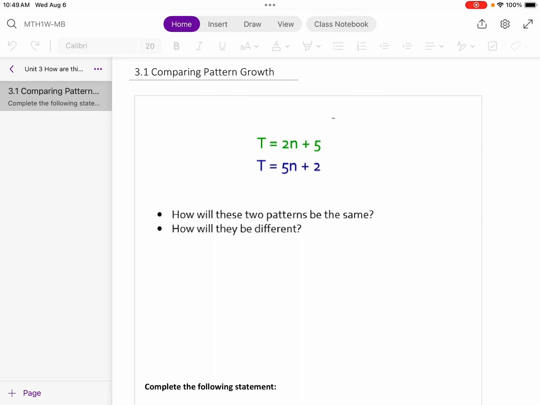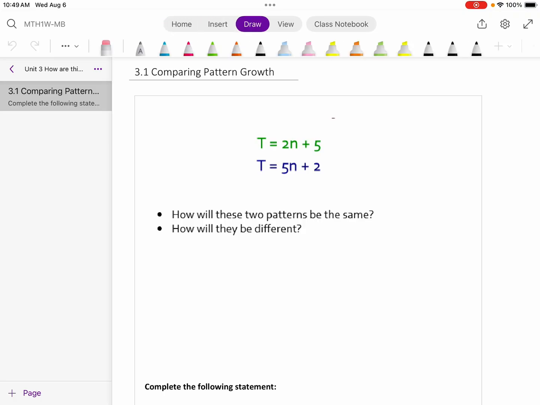Okay, so in the Minds On, I asked you to compare the two patterns 2n plus 5 and the second pattern 5n plus 2. And I asked you, how would these patterns be the same and how would these patterns be different? Some people might have tried different things to figure this out. What I'm going to do is create two tables.